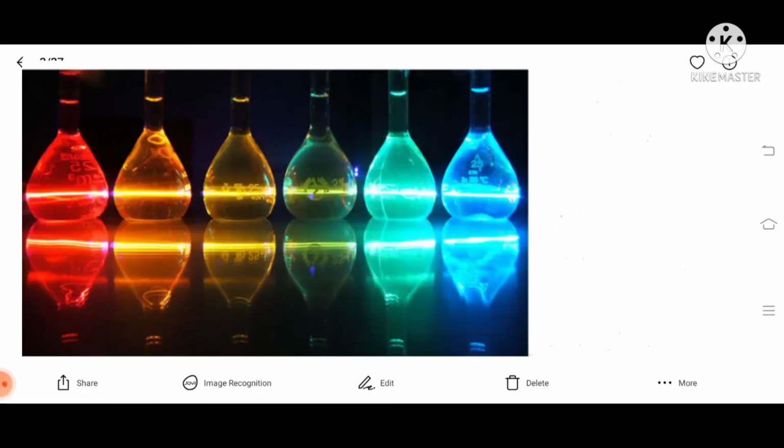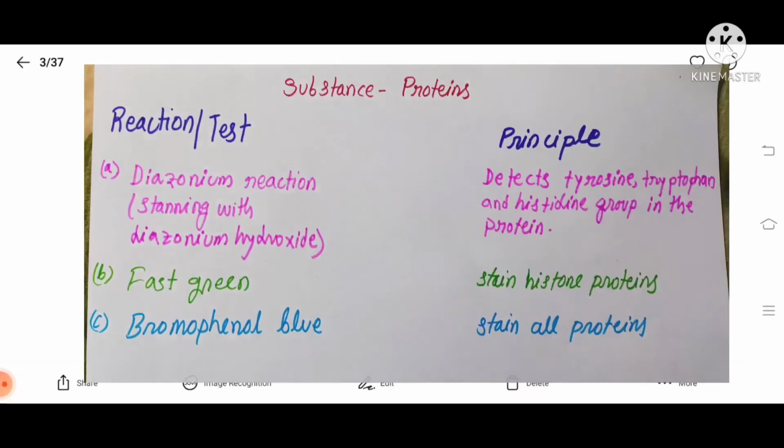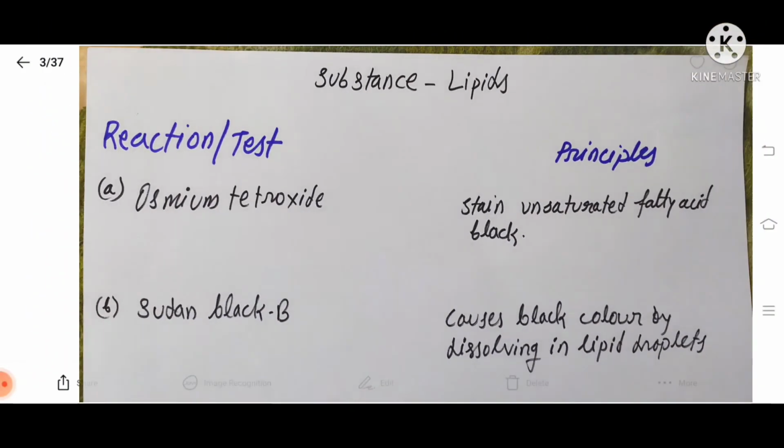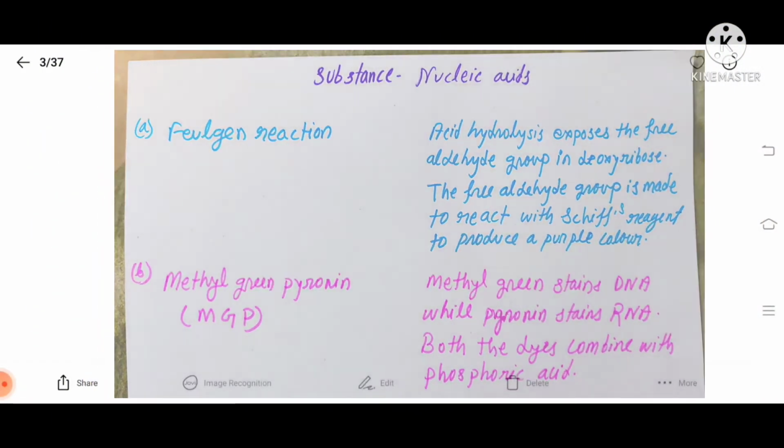A large number of dyes are used to stain different chemical components of the cell. However, the chemical basis of the specificity of many dyes is not known, so only qualitative information can be obtained. The following table lists some of the common tests for detection of proteins, lipids, nucleic acid, and polysaccharides.